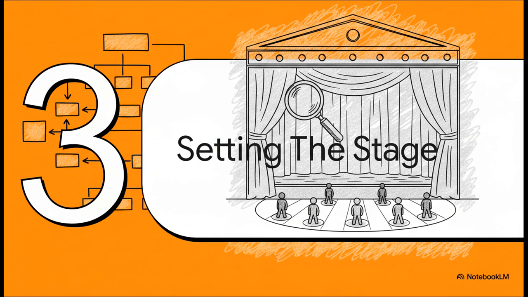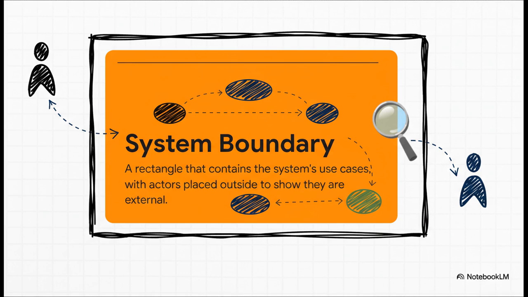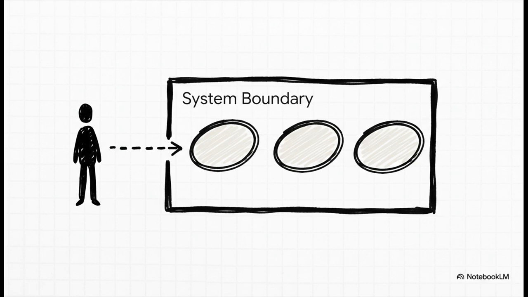All right, we've got our characters and we know what their goals are. So the last piece of the puzzle is, where does all this happen? We need to set the stage. And this is what we call the system boundary. It's really just a box that you draw around all the goals, all the use cases. What it does is it shows us really clearly what's inside our system, all the stuff it can do, and what's outside our system, which is our actors, the ones interacting with it. And there it is, our final, simple shape, a rectangle. The actors live outside this box. The use cases live inside it. This boundary is what defines the entire scope of our story.